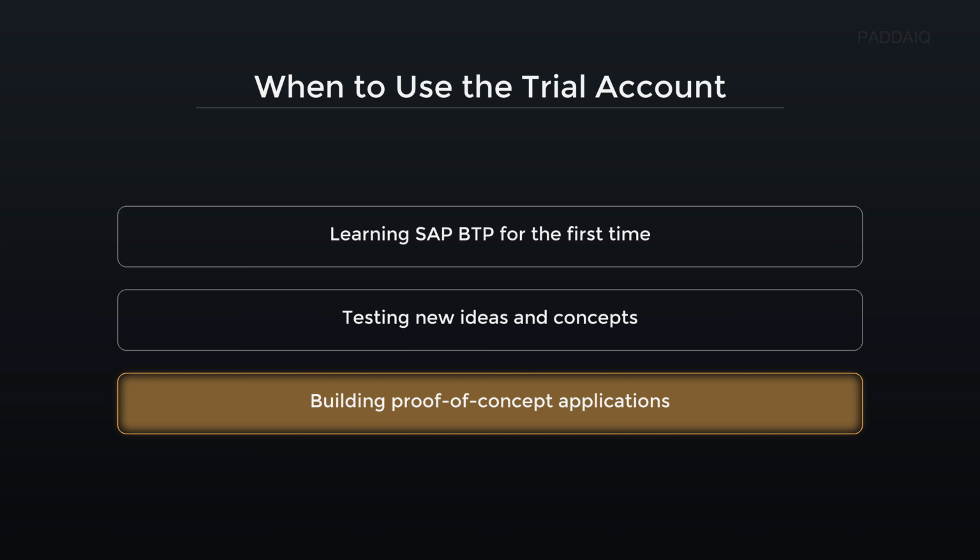Building proof-of-concept applications. This means creating a small, functional version of an app to test an idea before full development. For example, you could build a simple app to automatically generate sales reports from your data. The trial account provides the perfect, risk-free environment to validate these concepts quickly.